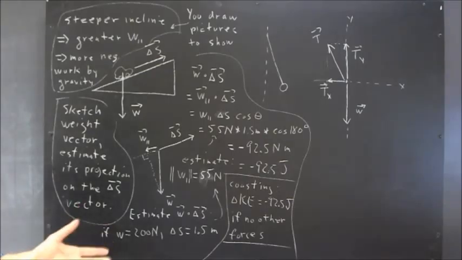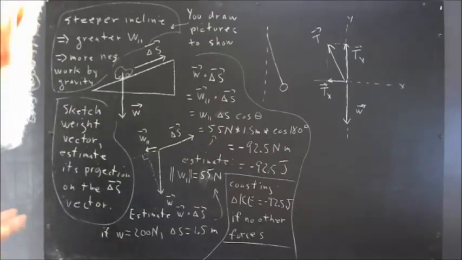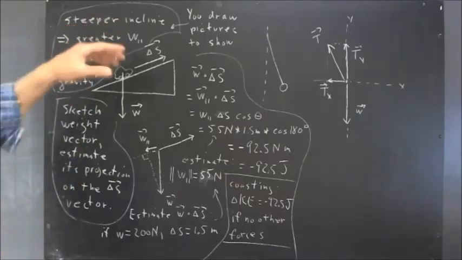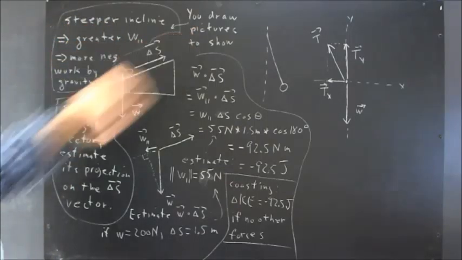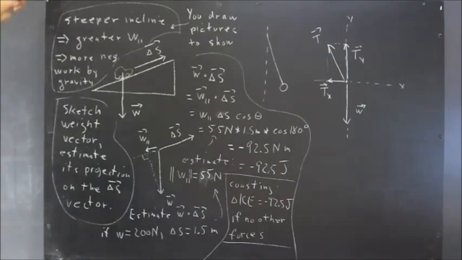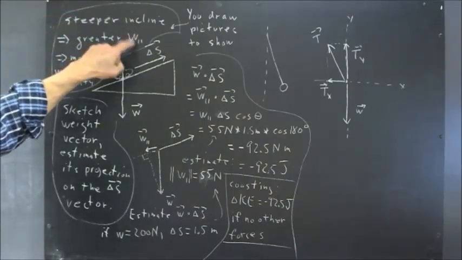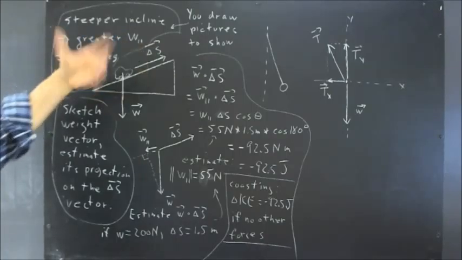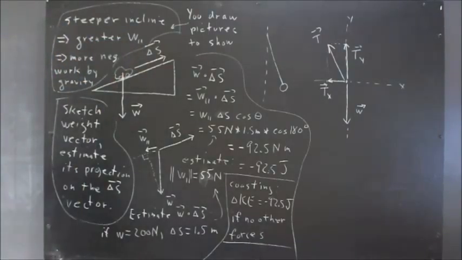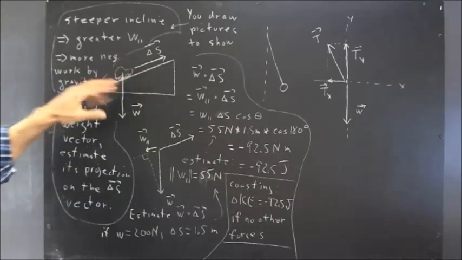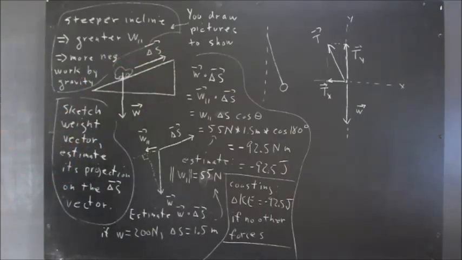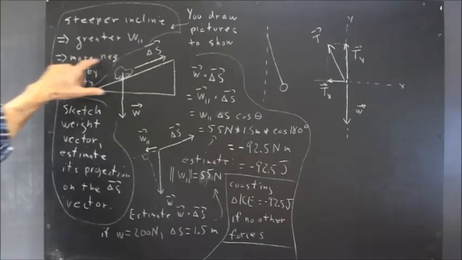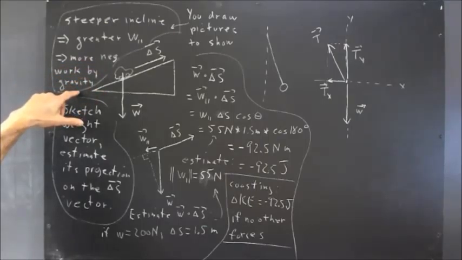Okay, while I was waiting for the video to process, which takes a minute or two, I had nothing better to do than write a couple of things up here. What I wrote is, steeper incline implies a greater W parallel. Now remember, W parallel is the magnitude of the parallel component. In this case, steeper incline with a delta S in this direction implies more negative work done by gravity.